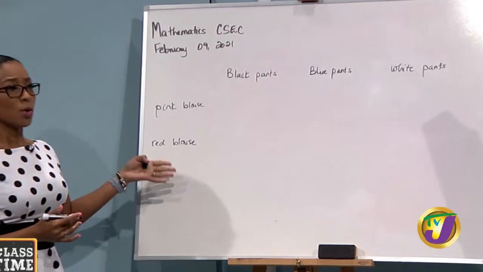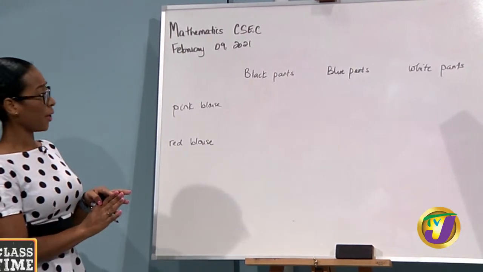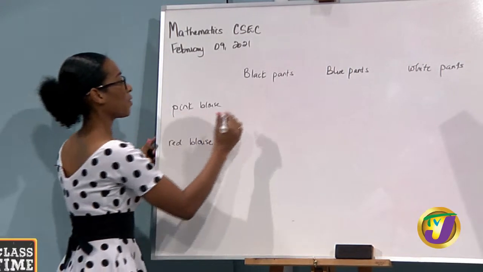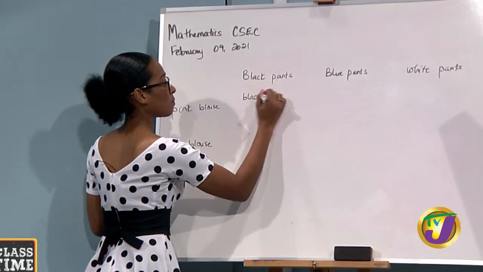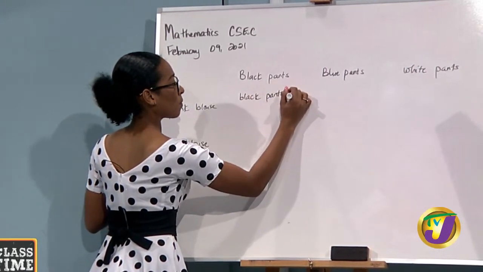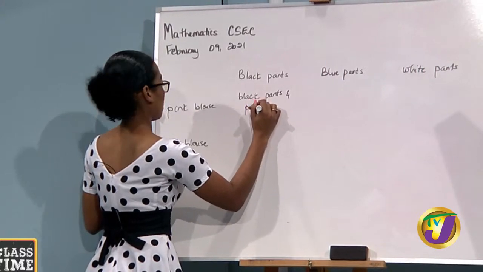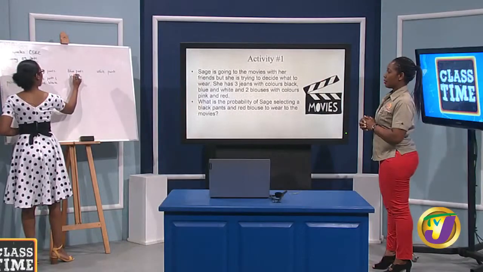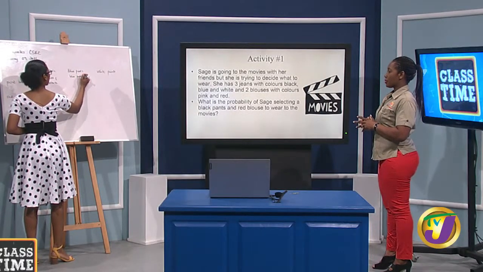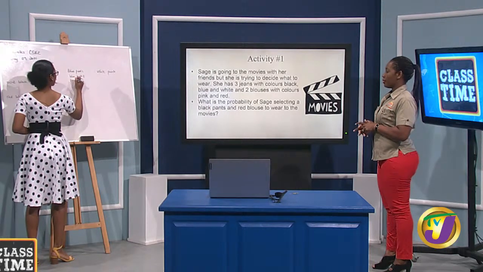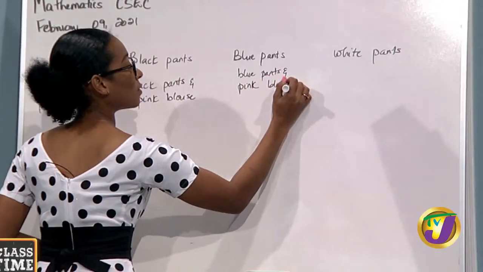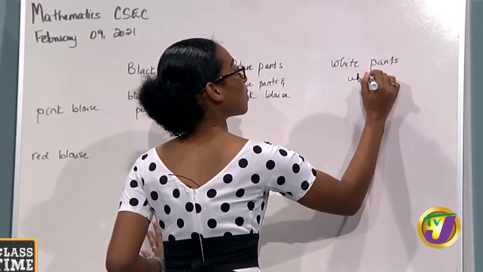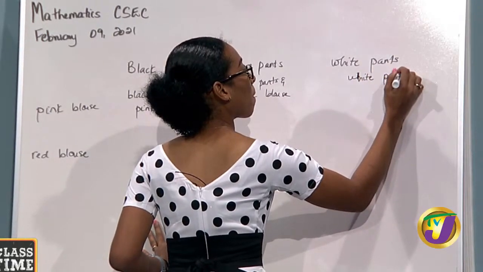Right here now, we're setting out a little table. We want to see what our possible combinations of blouse and pants are. For the first one, we have black pants. Let's abbreviate them. We have BK for black, and we have the pink blouse. Then we have our blue pants and pink blouse. I want them to know what we're looking at if they just join in. So we have white pants, and that can be combined with a pink blouse.